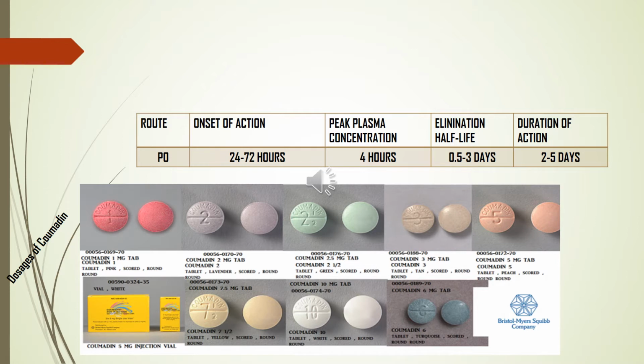The elimination half-life is how long it takes to eliminate exactly half of it out of the system, which would be 0.5, or half a day, to 3 days, and the duration, how long it's going to last, which is 2 to 5 days. With it, you can also see the different dosages of Coumadin down here.